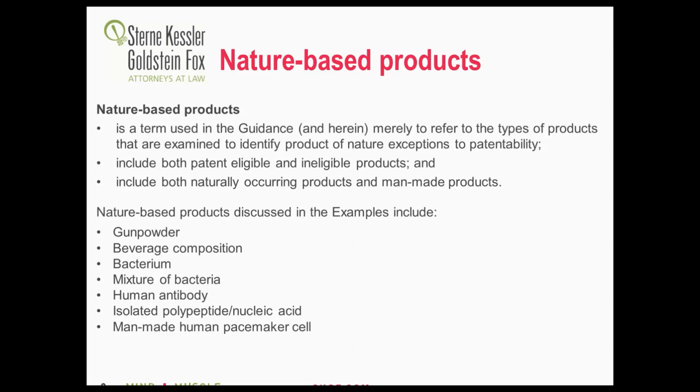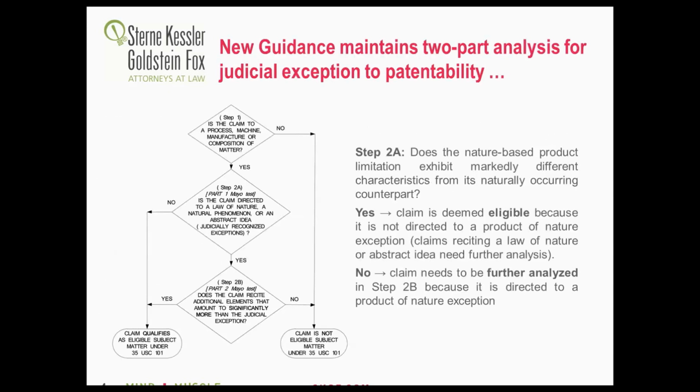Step 2B. We'll start off with Step 2A, and the key here is, does the nature-based product limitation exhibit markedly different characteristics from its naturally occurring counterpart? If the answer is yes, the claim is deemed patent eligible under 101. It's the end of the analysis. If the answer is no, you step down into Step 2B, and you start taking a look to see if the claim as a whole defines subject matter that is significantly more than the judicial exception.